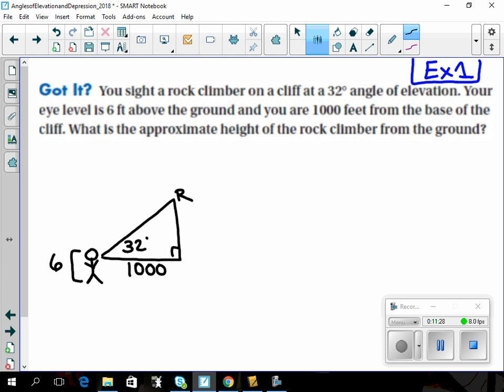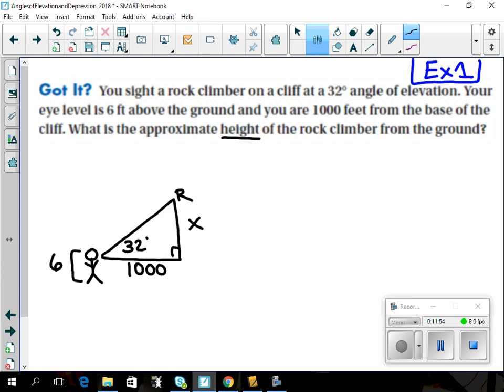Then the last part says, what is the approximate height of the rock climber from the ground? So where does my X go? So it goes on the right side of the triangle, correct? It goes here. Are we okay with the picture? Every sentence gave me a different piece to my picture. Do you agree? So it's important to, as you're reading, label your picture.